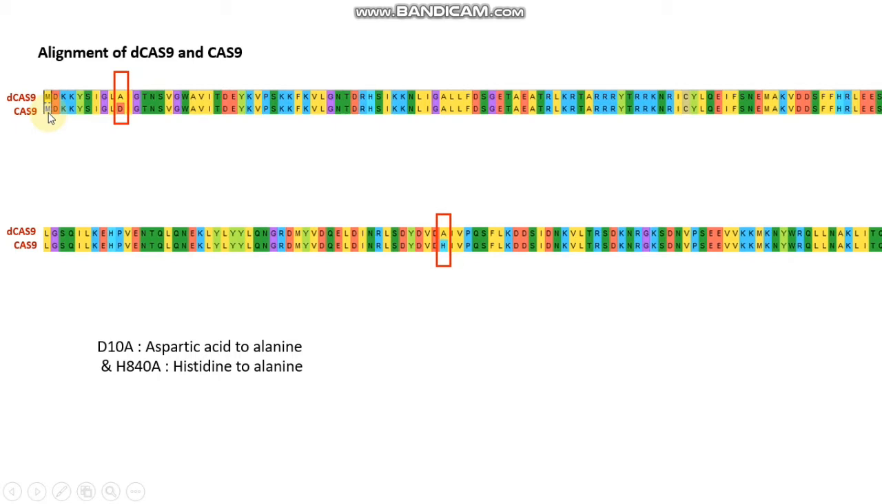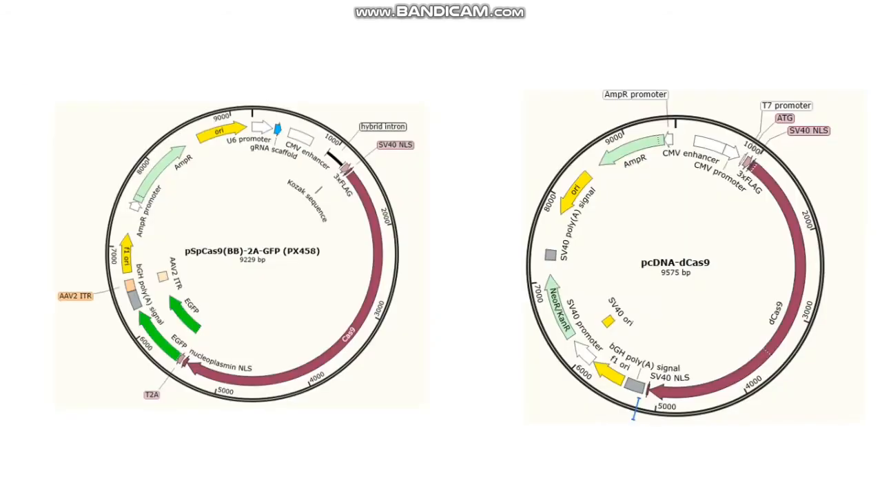Because of this mutation, dCas9 loses its cleavage activity or endonuclease activity. So that's why with dCas9 we use it just for suppressing or activating gene transcription.